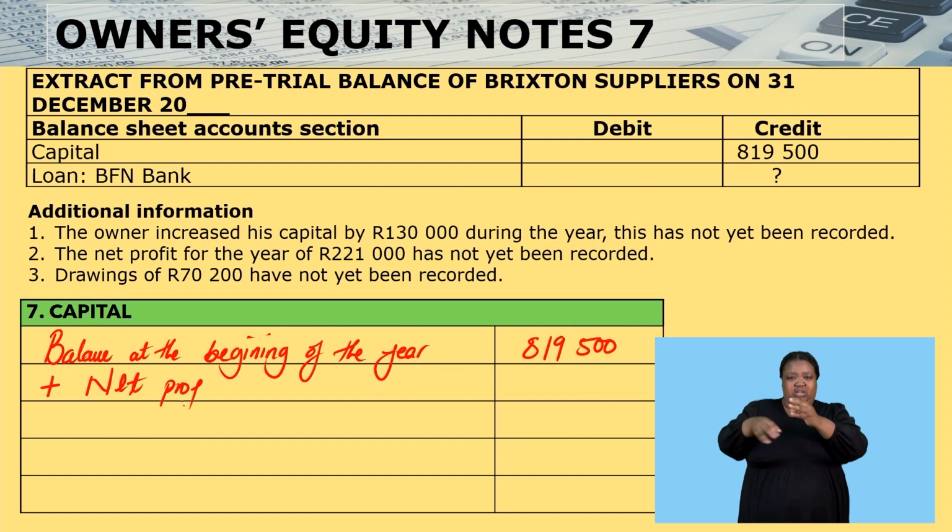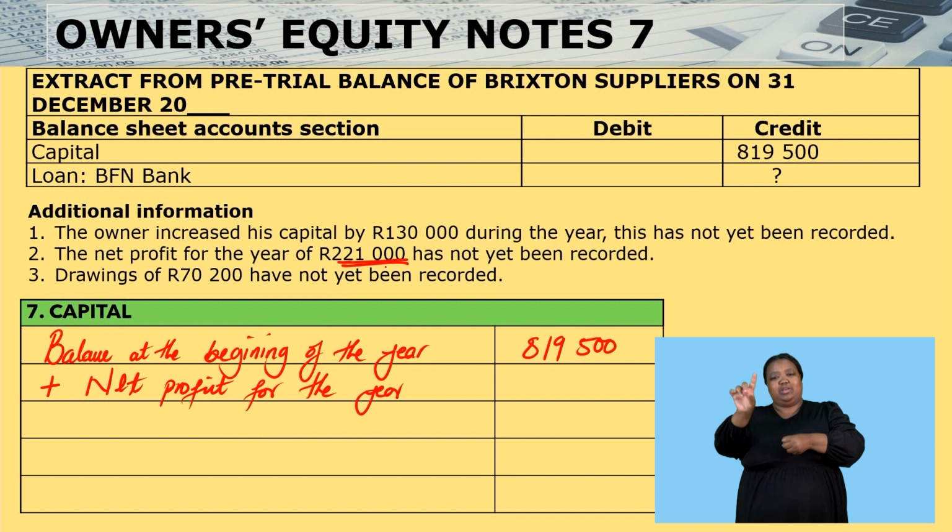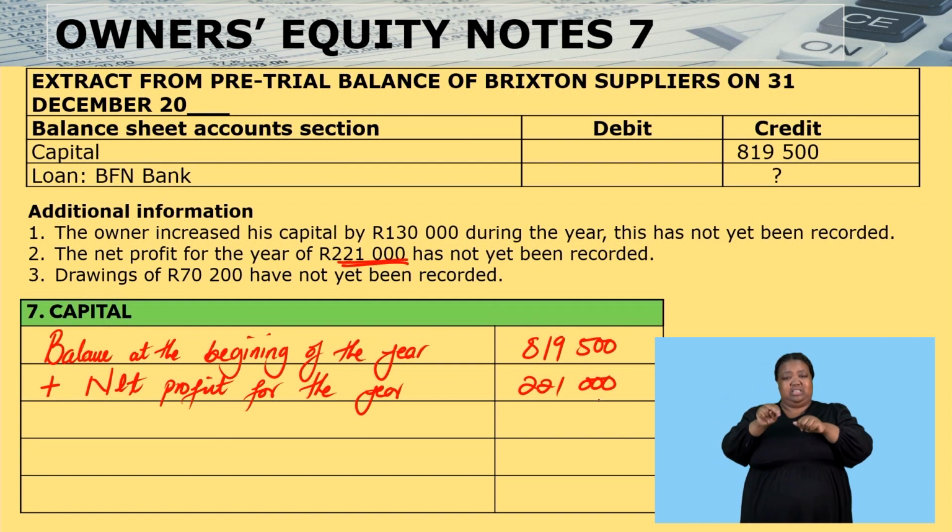All right, then I will come and add my net profit for the year. And my net profit for the year is 221,000. There it is. So I'm coming to add that, the net profit for the year. Remember, the net profit is going to increase the owner's equity. We add it now to the balance at the beginning.